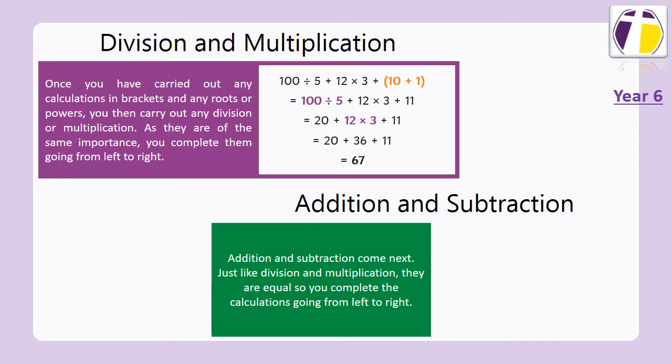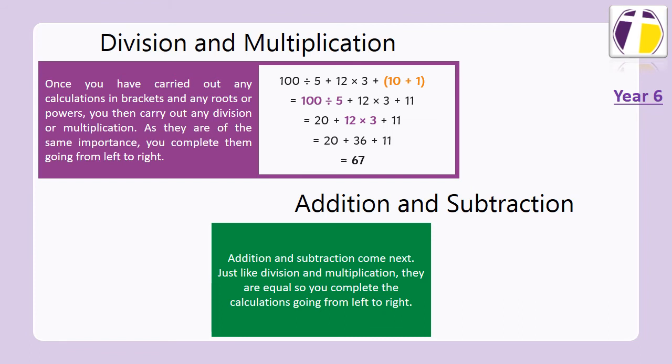Here we have the calculation 100 divided by 5, add 12, multiplied by 3, add (10 plus 1). Firstly, we work out that 10 plus 1 is 11. Next, we work through the multiplication and division. Once we've worked out 10 plus 1 is 11, our calculation reads 100 divided by 5 plus 12 multiplied by 3 add 11.